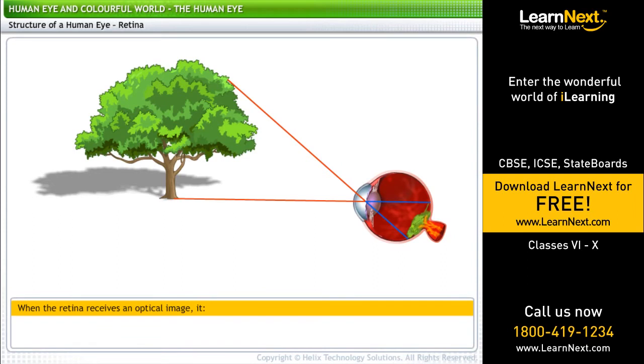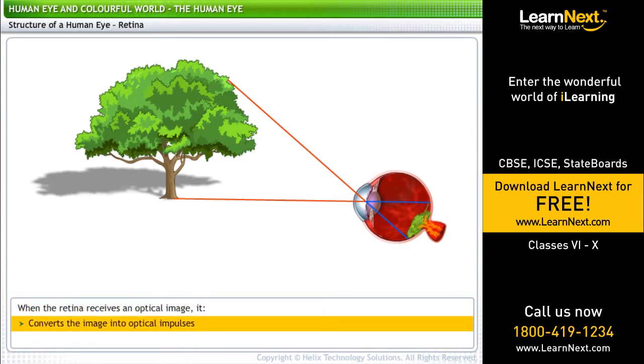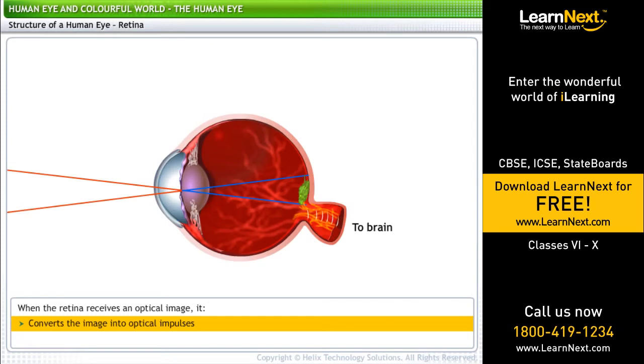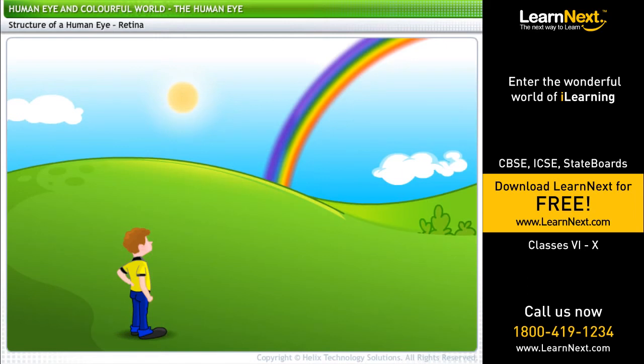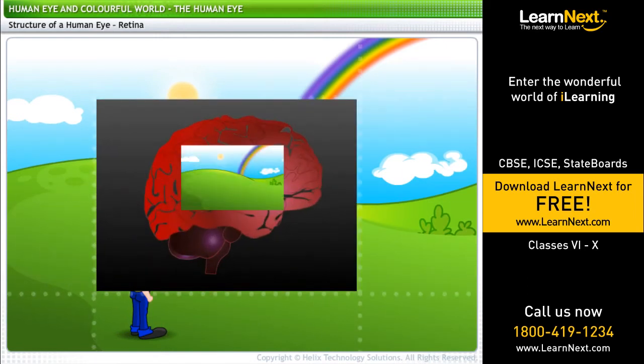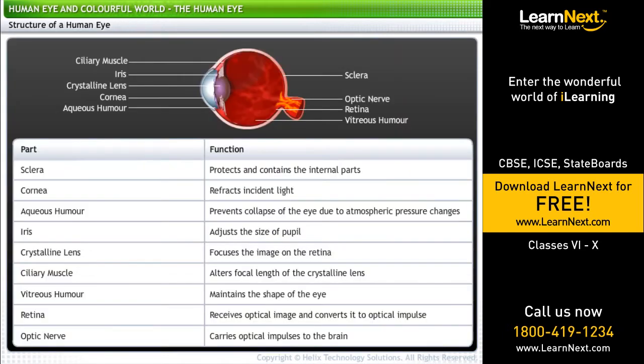When retina receives an optical image, it converts the image into optical impulses and relays these impulses to the brain through the optical nerve. The brain then interprets these signals to an image of the object viewed through the eye. That's how the eyes help us to see. Here is a quick summary of the various parts of the eye and their functions. Now let's see how these parts come together to help us see when we are looking at something.